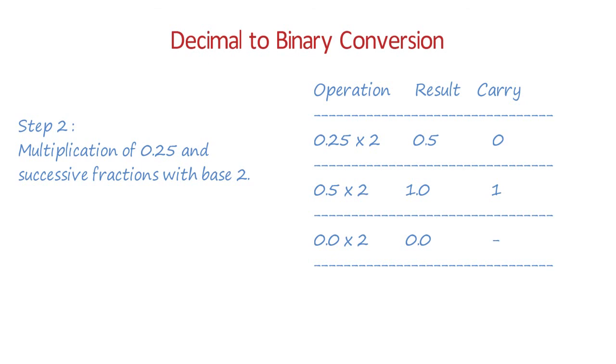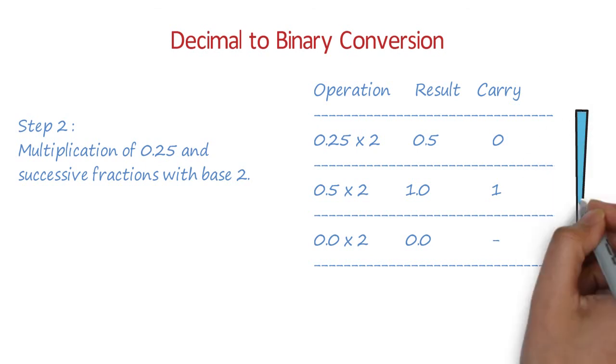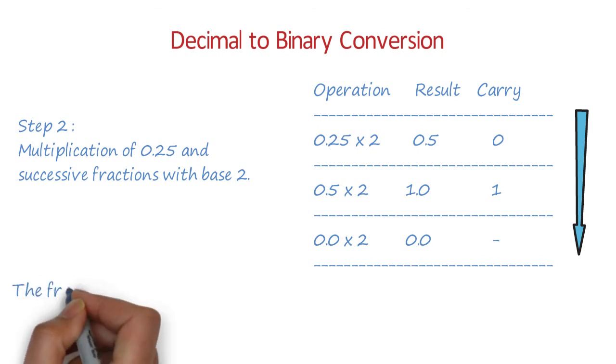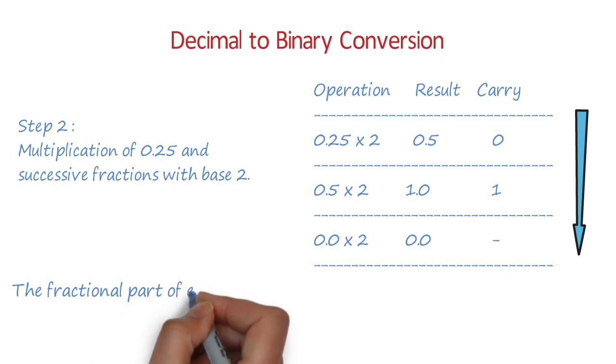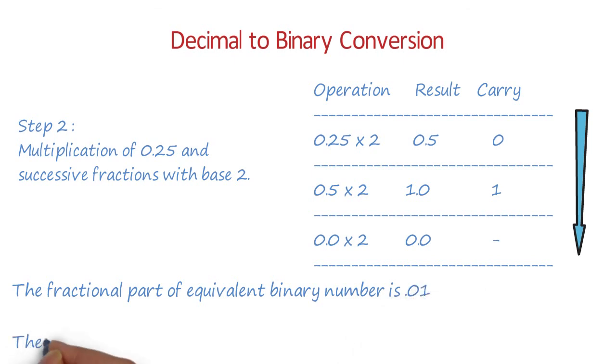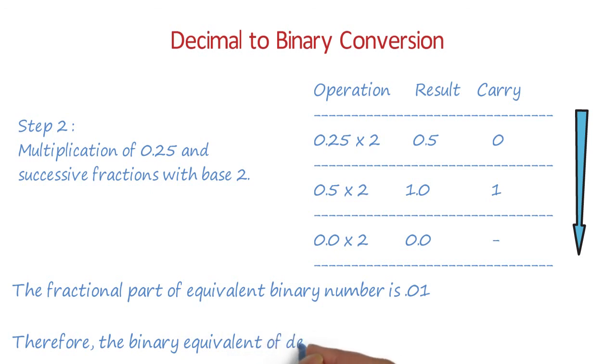Whenever I get 0 in the next operation, I have to stop. So I have to read it in the same order, and I can say that 0.25 of the decimal is equivalent to 0.01 of the binary. So in short, the binary equivalent of the decimal number 64.25 is 1000000.01.